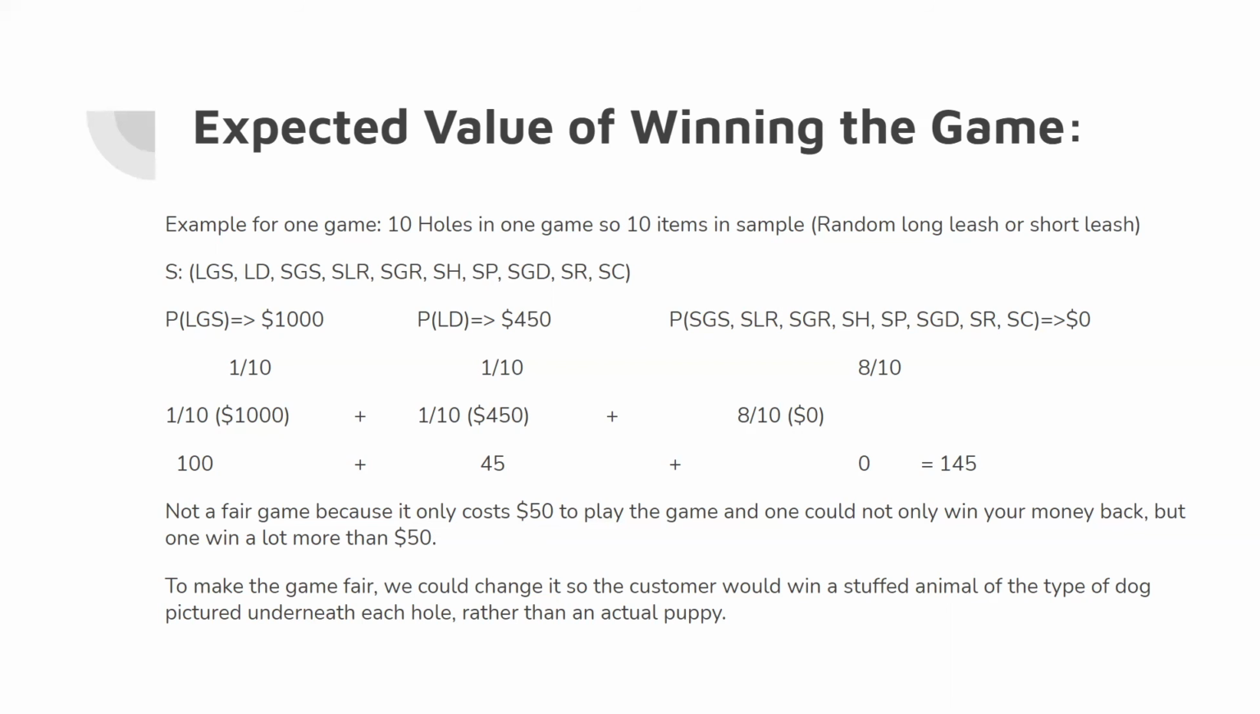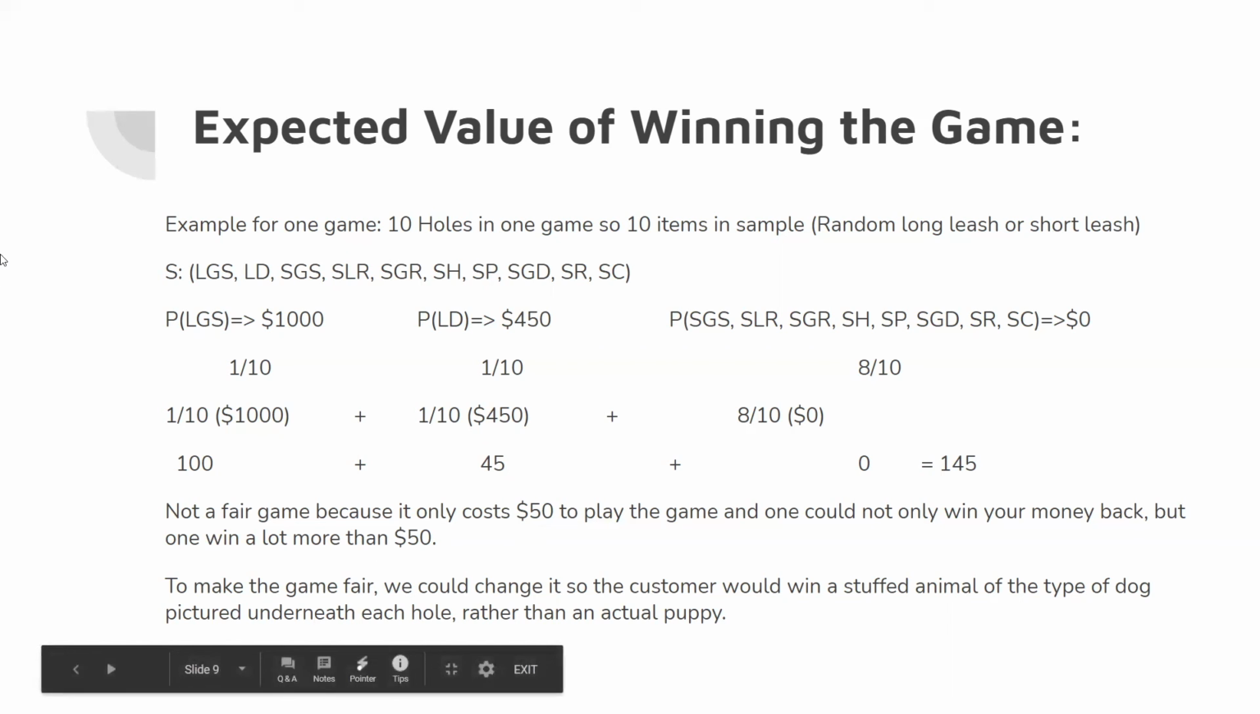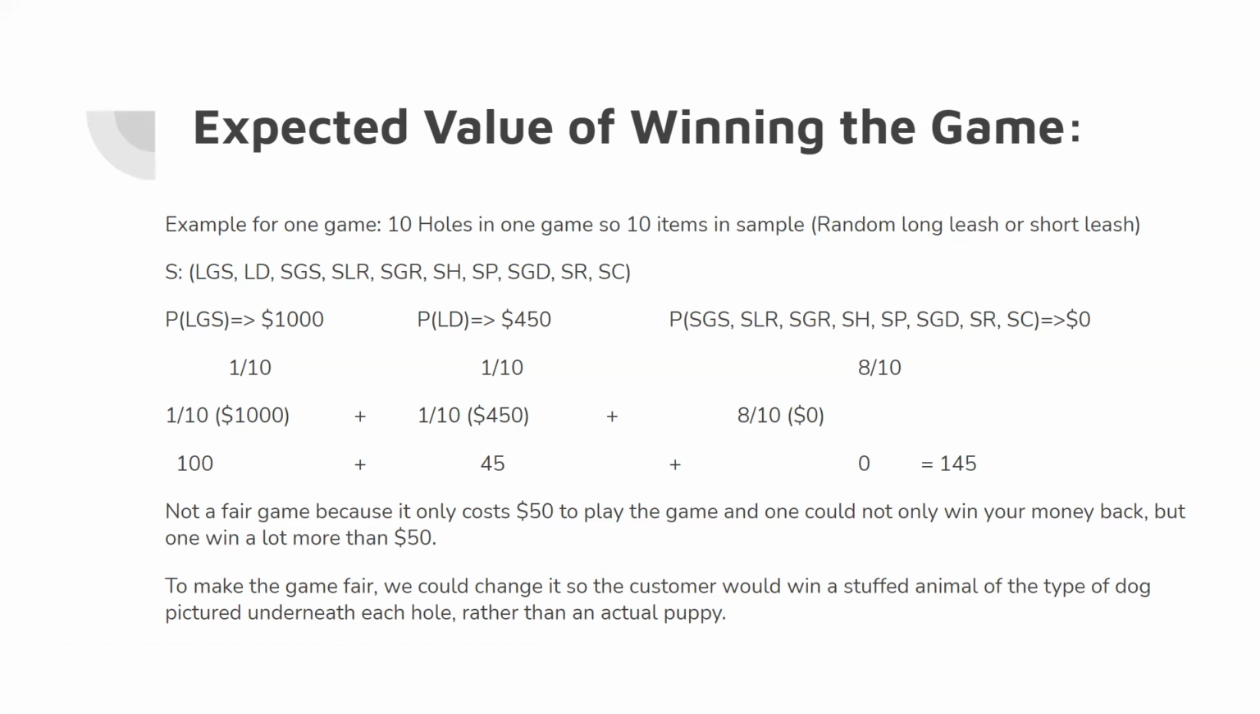Since the game costs $50 to play, the game is not fair because you could get a lot more money in a dog than you would from just giving $50 to the game. To make the game fair, we could change it so the customer would win a stuffed animal of the type of dog pictured underneath each hole rather than an actual puppy. But imagine going to a carnival game and instead of getting a fish, you get a puppy. That's just insane. We wanted to make it fun like that, so we did. And yeah, that's it.